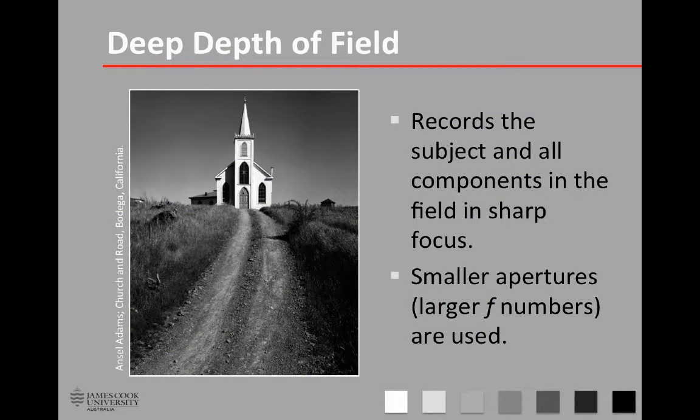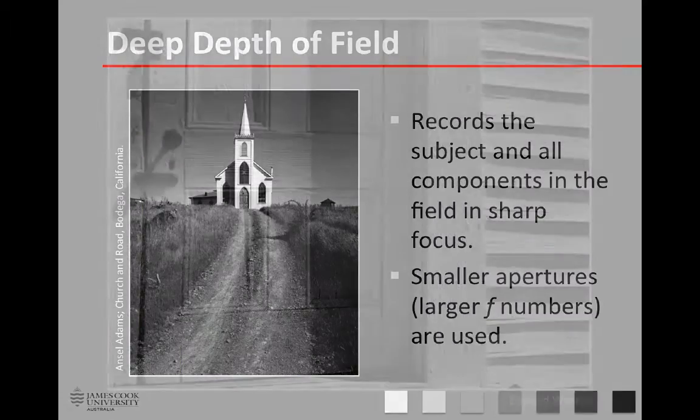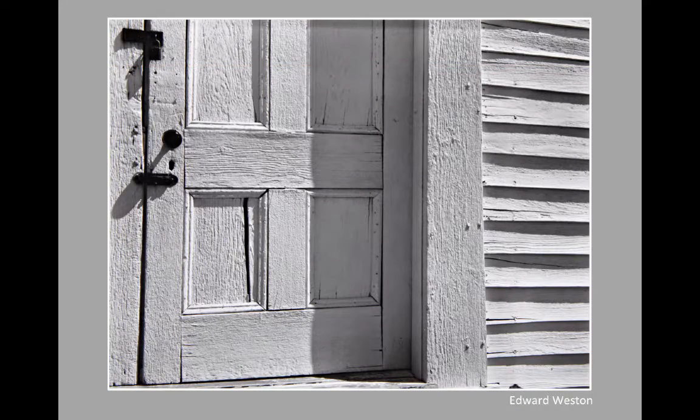Deep depth of field is when the depth of field essentially covers all the field space in the image. This simply means that all subjects appear sharp. Deep depth of field is established by using smaller apertures or larger f-stop numbers. Edward Weston's image illustrates deep depth of field. Everything in the image is sharp.